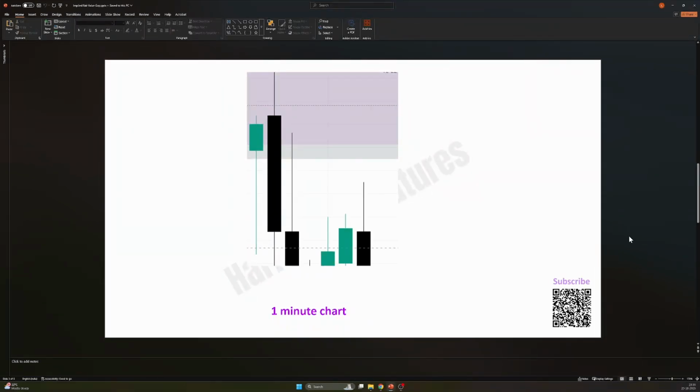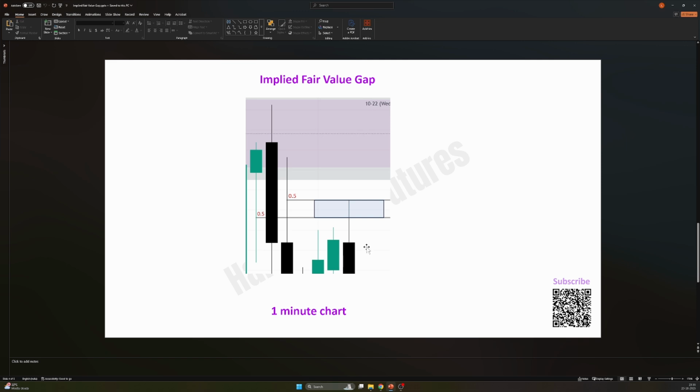If you go to the next slide, you can see you need to plot 50% of this wick and 50% of this wick and extend through. If you extend these 50% levels of the respective wicks, you will get the implied fair value gap. Whenever price comes back into this implied fair value gap, you can see some kind of reaction. So this was the logic behind my trade. This was the first implied fair value gap.